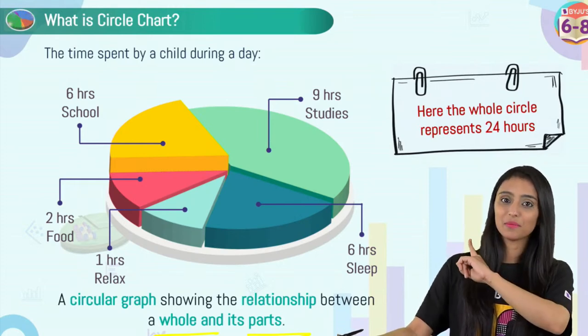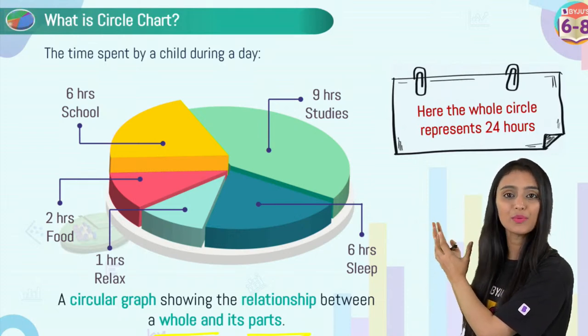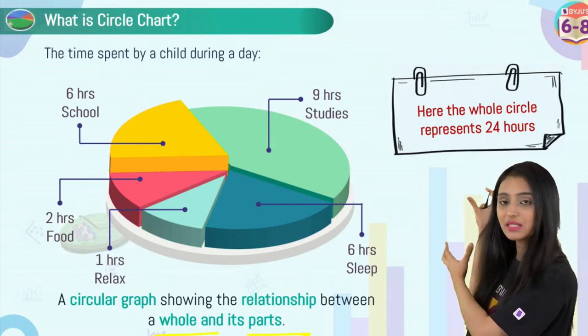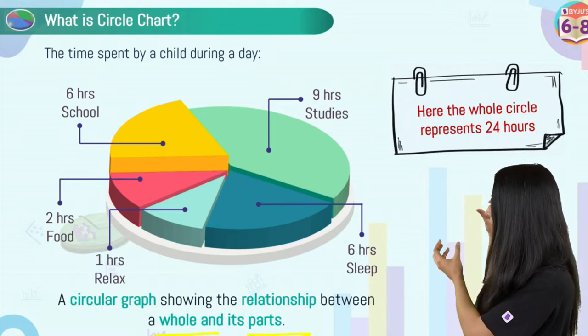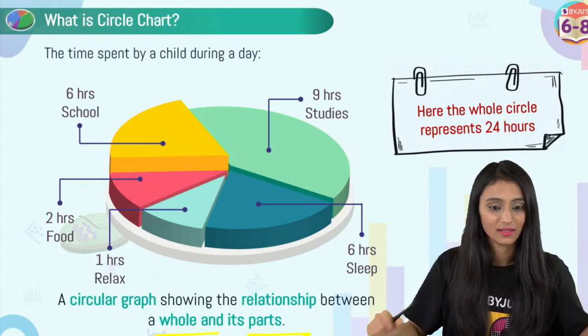Yes, I hope everybody is able to understand this, right? This entire circle over here, this is representing 24 hours. And every section, every portion over here is showing how much time he is spending.